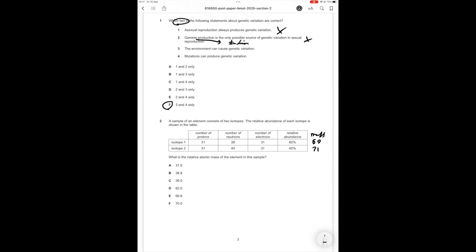Question number 2 then. A sample of an element consists of two isotopes. The relative abundance of each isotope is shown in the table. What is the relative atomic mass of the element in this sample? Written over here, I have the mass of each isotope, which is calculated by adding together the proton plus neutron numbers, since electrons have no mass. So if isotope 1 is 69, isotope 2 is 71.